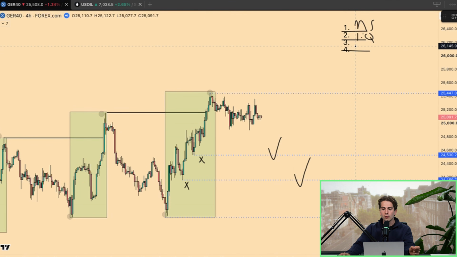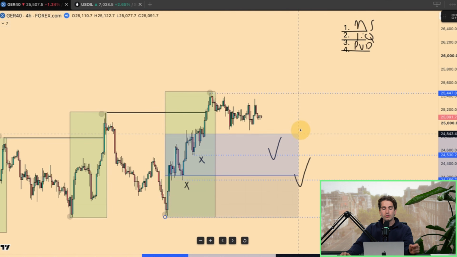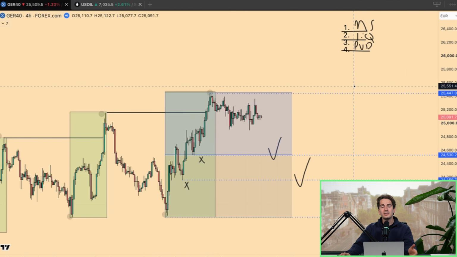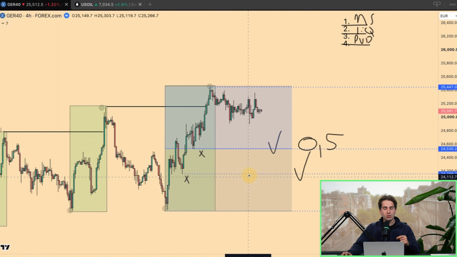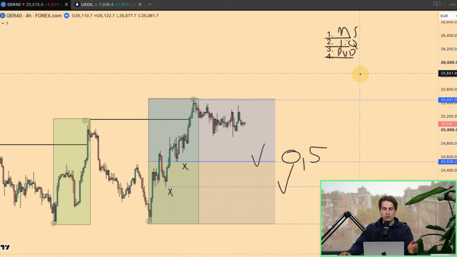Now, the third piece of confluence is going to be the PVD, known as premium versus discount. Now, the premium versus discount tool is nothing more, nothing less than the Fibonacci retracement tool. I'm going to be waiting for the 0.5 fib to get hit. The rule with the premium versus discount tool is that we want to see the market retrace at least towards the 0.5 Fibonacci retracement level to then retrace into discount pricing, also known here as the gray zone. Once that 0.5 gets hit, we're now ready to look for a continuation trade further towards the highs.